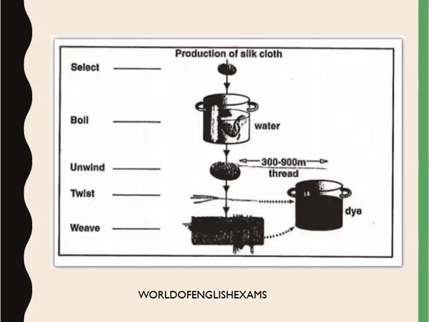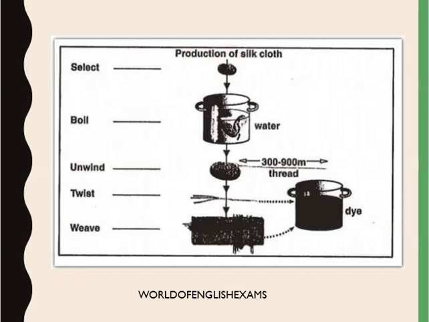The production of silk cloth begins by selecting the cocoons. As you can see, the figure here clearly shows the first stage is selection of cocoons. Then the second stage is where the cocoons are boiled in water, and due to this process of boiling, the cocoons will start unwinding, and this unwound thread will extend to a length of 300 to 900 meters.